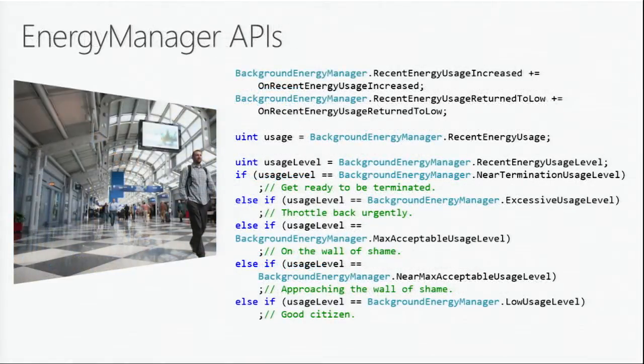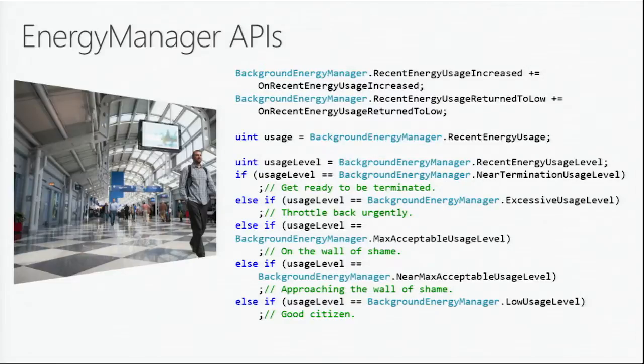The Energy Manager has a similar pattern, it's a similar design. There's actually two. There's a background Energy Manager, which I'm illustrating here, and a foreground Energy Manager. So you use the background Energy Manager in a background task, and use the foreground Energy Manager in a foreground app. And again, we will give you notifications when your energy usage crosses certain interesting thresholds.